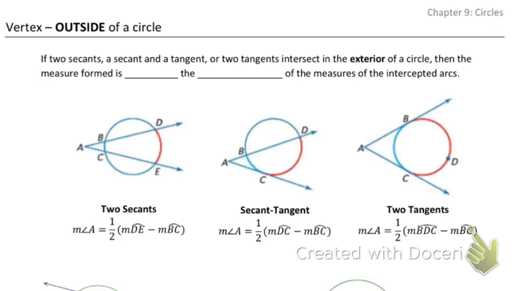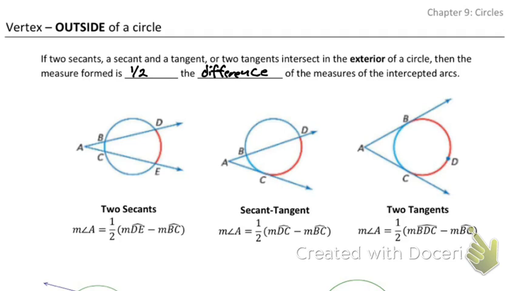Oh, I had more room there. Cool. All right, the next thing we're going to talk about is what happens if they intersect outside of a circle. So if two secants, a secant and a tangent, or two tangents intersect in the exterior of a circle, then the measure of the angle formed is half, once again, but this time it's going to be half the difference of the measures of the intersected arcs.